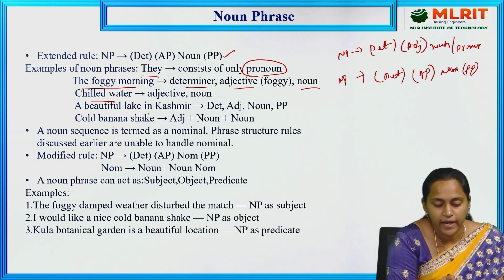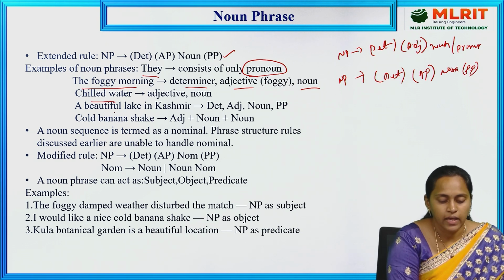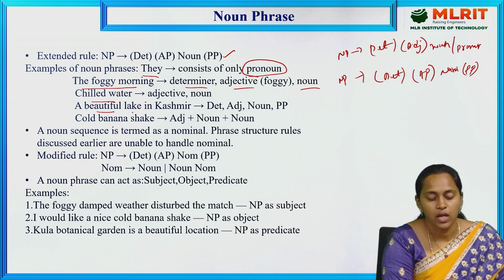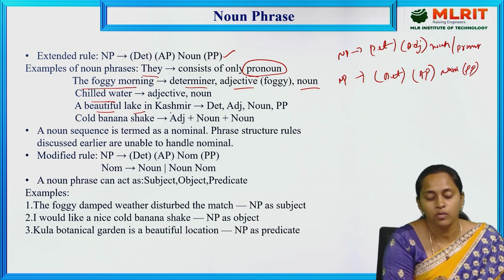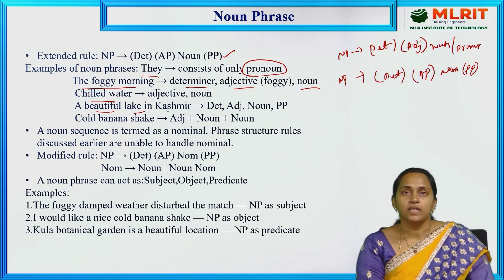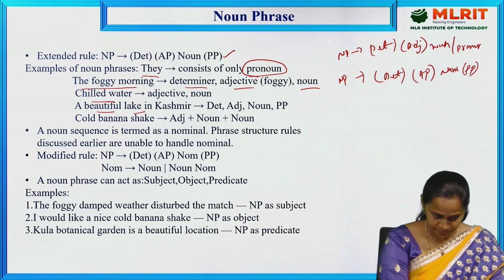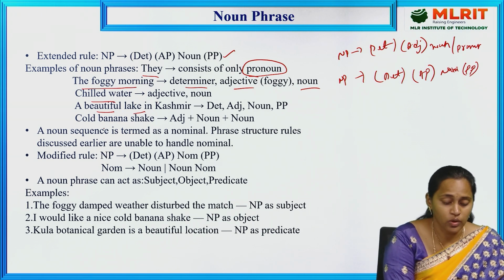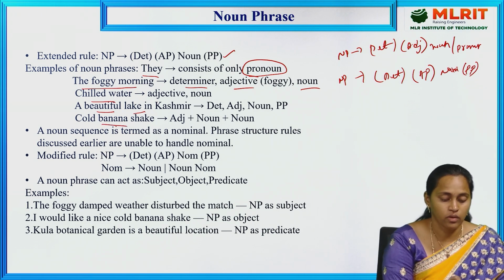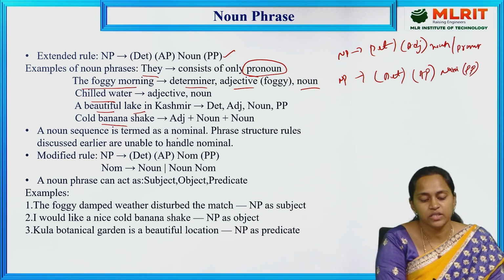A beautiful lake in Kashmir. A is a determiner. Beautiful is an adjective. Lake, noun. In Kashmir, that is a prepositional phrase. Next one, cold banana shake: adjective, noun. A noun sequence is termed a nominal.